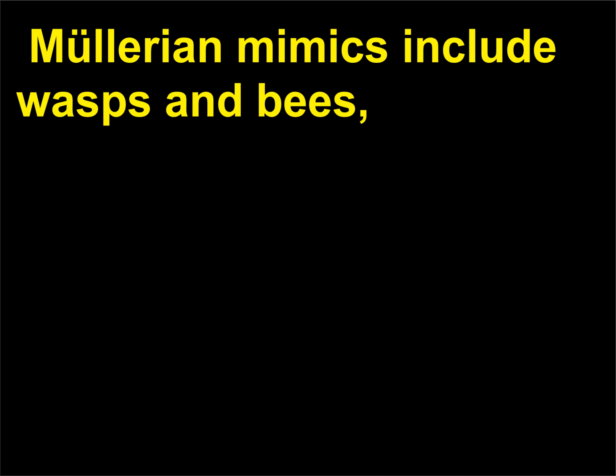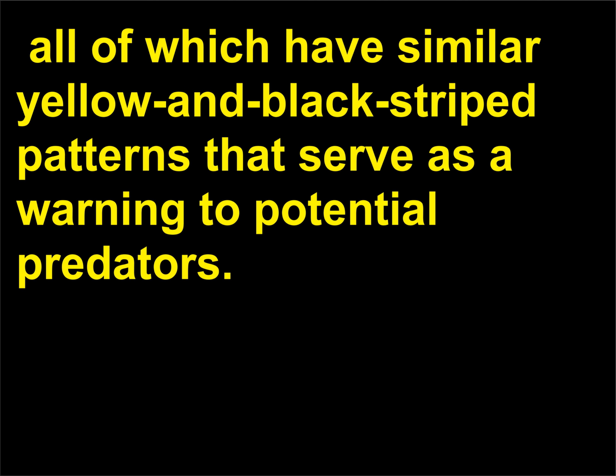Müllerian mimics include wasps and bees, all of which have similar yellow and black striped patterns that serve as a warning to potential predators.